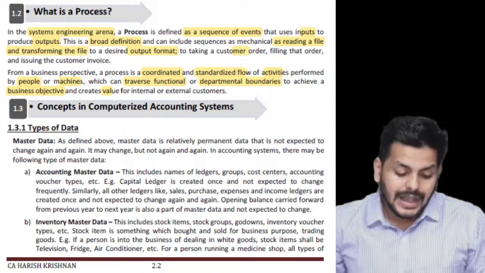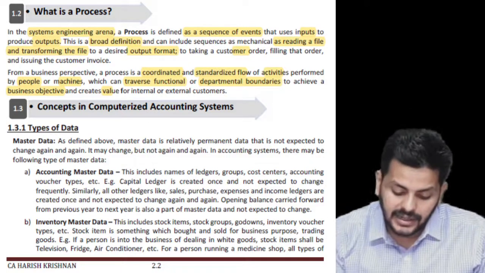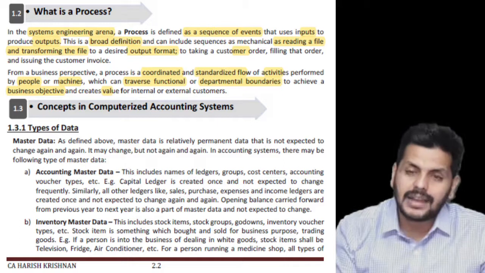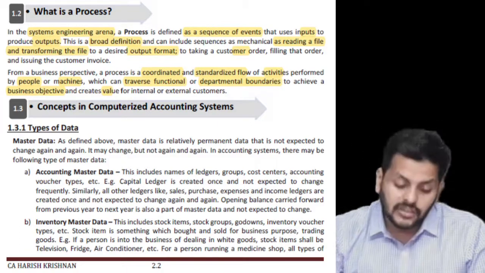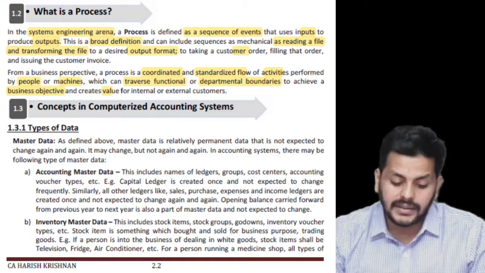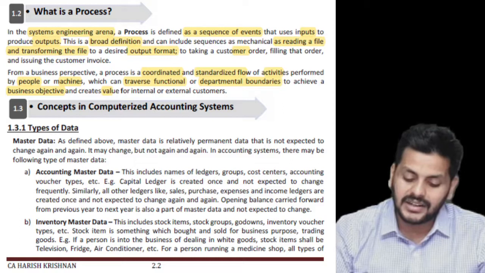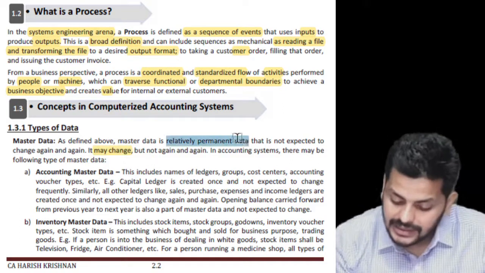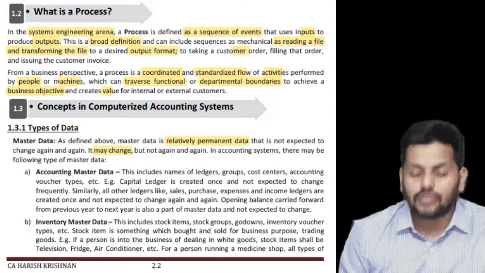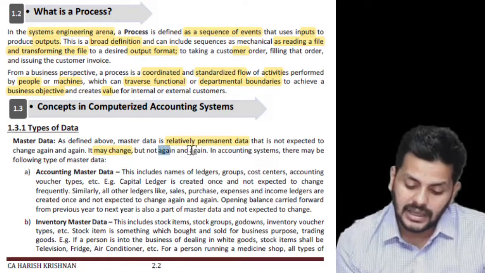So as defined above, master data is what? Underline: relatively permanent data which is not expected to change again and again. Will it not change at all? No. It may change, but not very frequently. Please underline that also. So if somebody says master data will never change, that is wrong. It may change, it's given. It's relatively permanent data which is not expected to change again and again, but it may change.